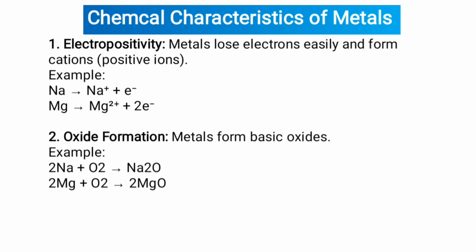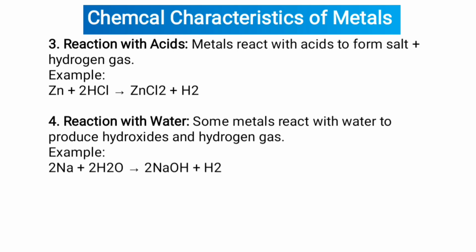And the second one is oxide formation. Metals form basic oxides. Example: 4Na plus O2 gives 2Na2O. 2Mg plus O2 gives 2MgO. And the third one is reaction with acids. Metals react with acids to form salt plus hydrogen gas. Example: Zn plus 2HCl gives ZnCl2 plus H2.